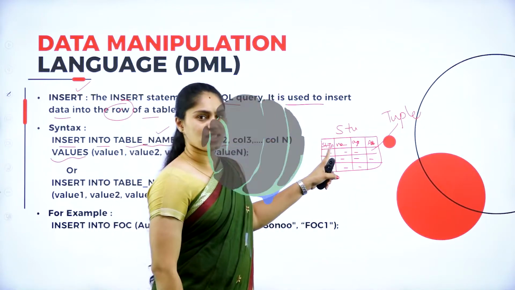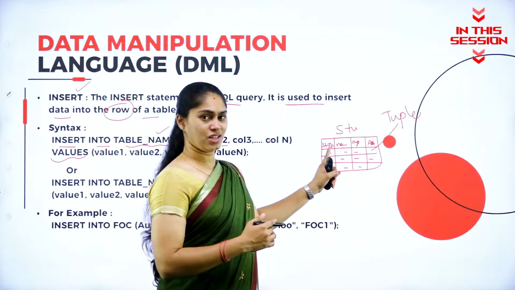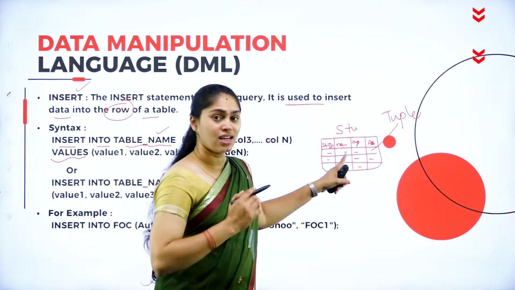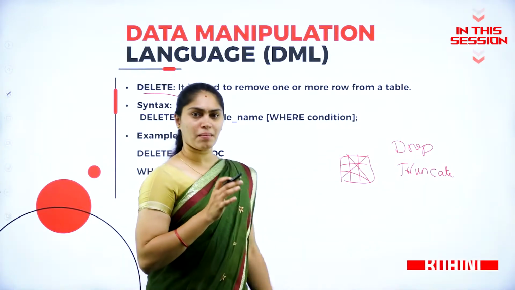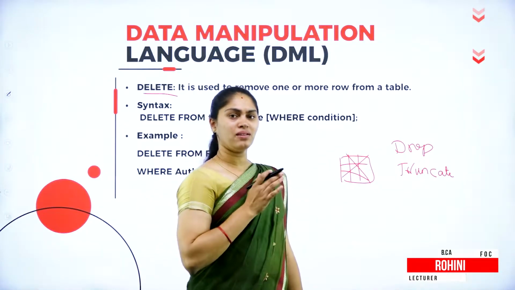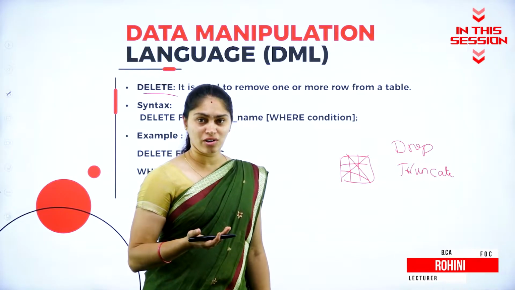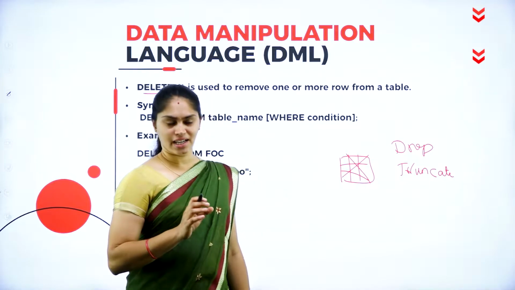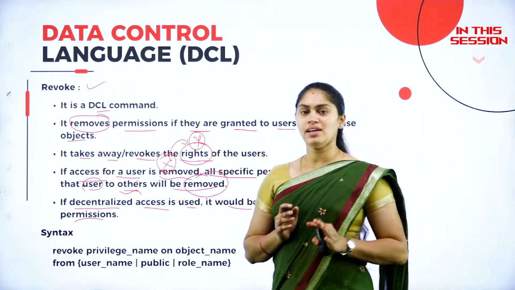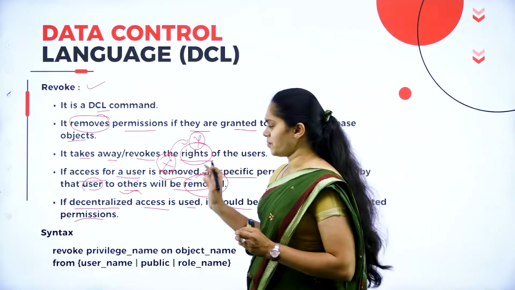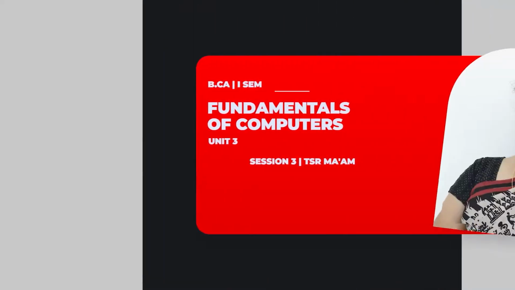If the student ID is the first column and name is the second column, and I am writing the name first and student ID next, then the data is going to be interchanged. If I am using a drop on the employee table, that employee table will never exist in the database again, and if you want to have it, you need to create it again. When the grant is centralized, if it is taken care of by a centralized object, then permission can be easily taken.